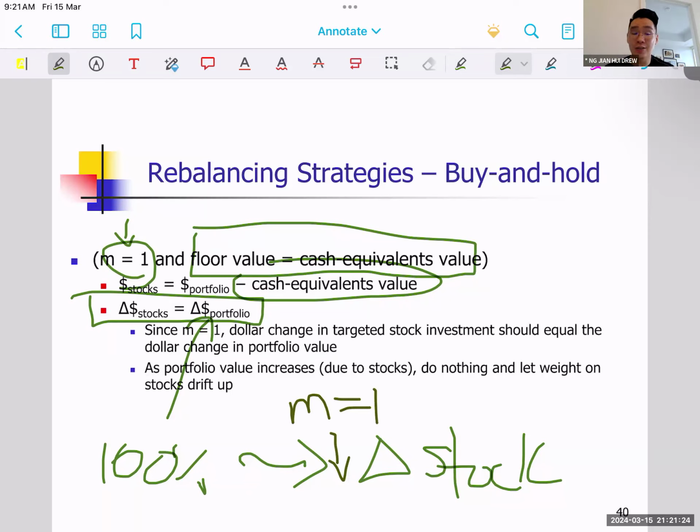But this M equals 1, I hope you understand, is not like I just came up with the answer 1, right? It makes sense, because in the buy and hold strategy, you have two assets. Your floor is already contributed by your risk-free asset. And whatever change in the portfolio value, 100% of it will be due to the stock, which means M is 1. Any questions? So this is the simplest example. This is the simplest rebalancing strategy, where M equals 1.